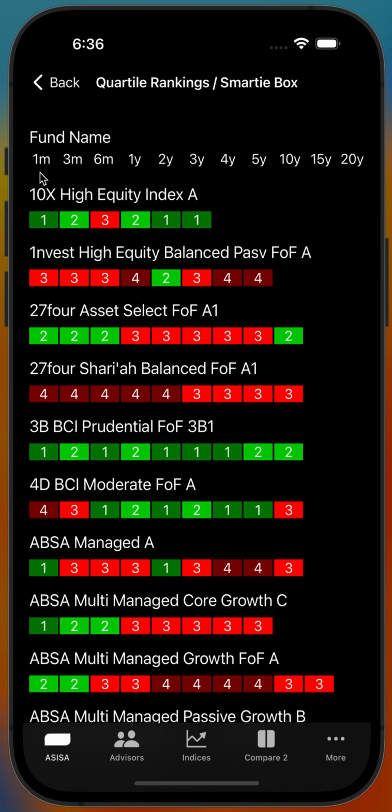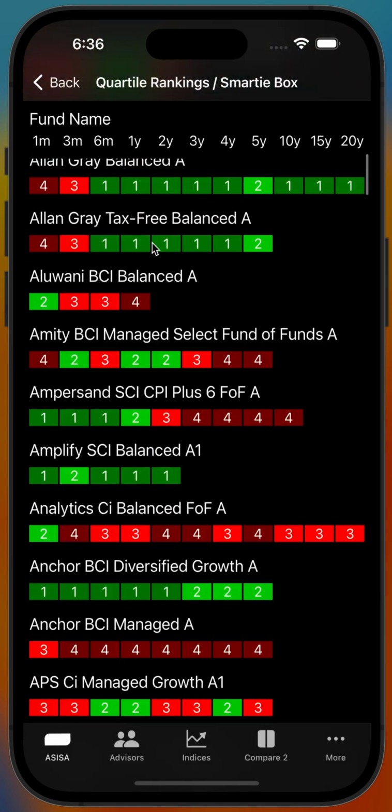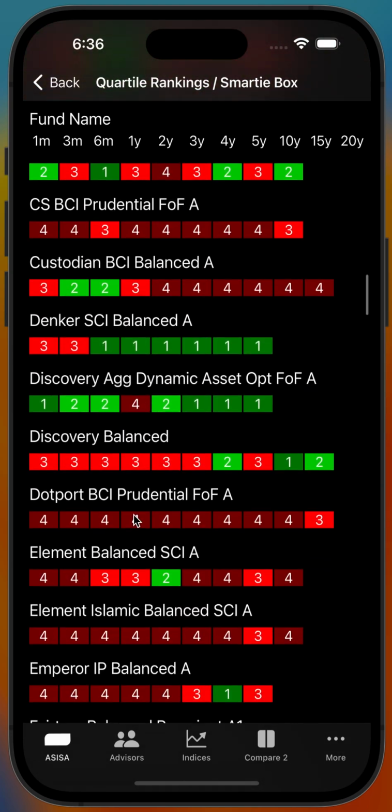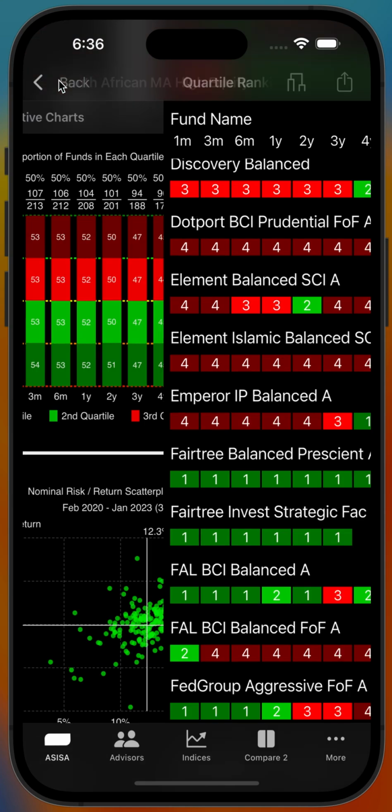So remember, you've got an end date bias here. Everything's to the 31st of January, in this case 2023, so it's performance up until that date. So all of this performance could be impacted by recent performance. Okay, but you've got that for every single fund here. Okay, let's just go back.